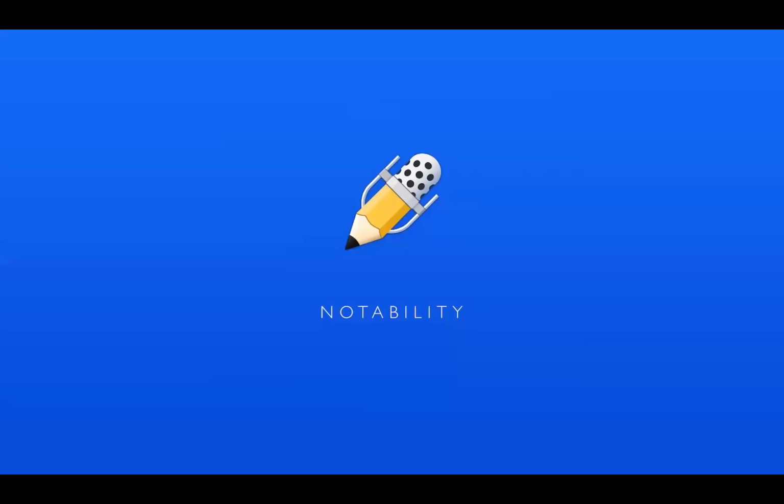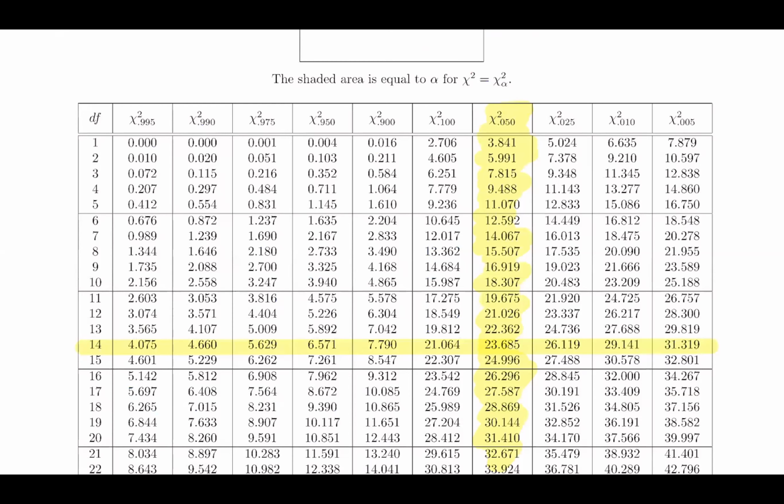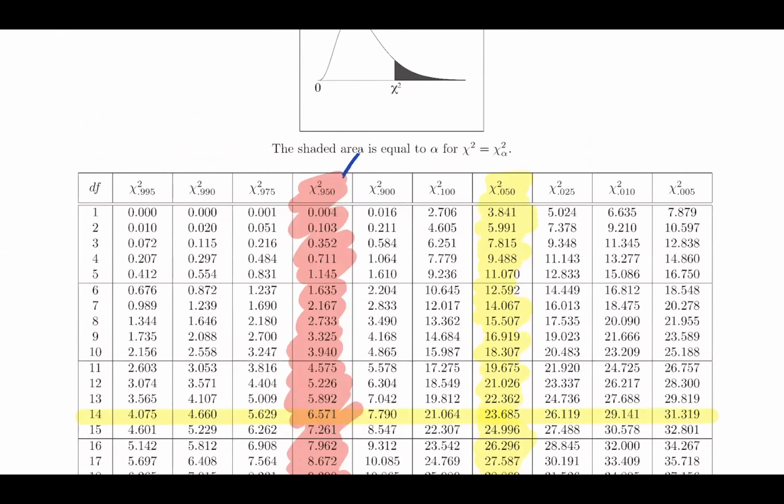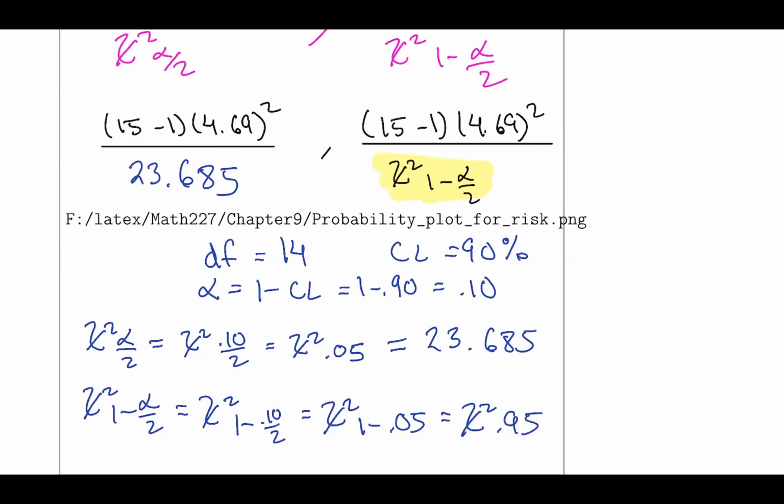So now I'm going to look for 0.95 on the chi-square table. Let me go back to the chi-square table. All right, so now we're going to use this column over here, because if you look on the top, it says 0.950. If you look at 0.950 and the degrees of freedom, where do they intersect? At 6.571. Any question where that number comes from?